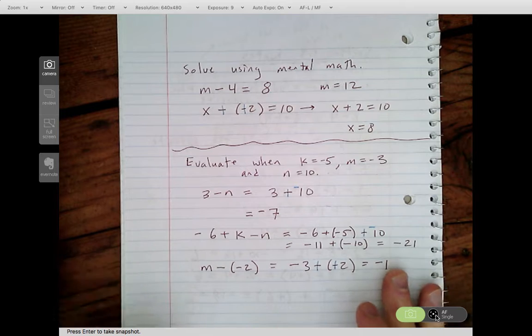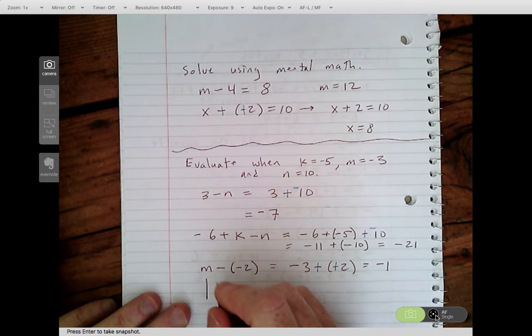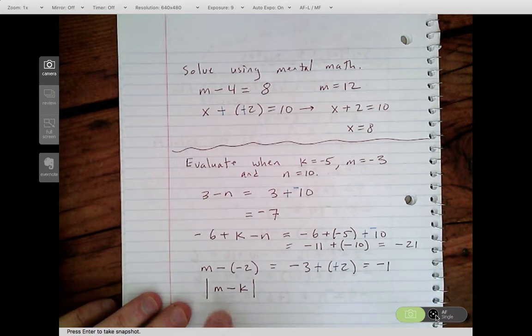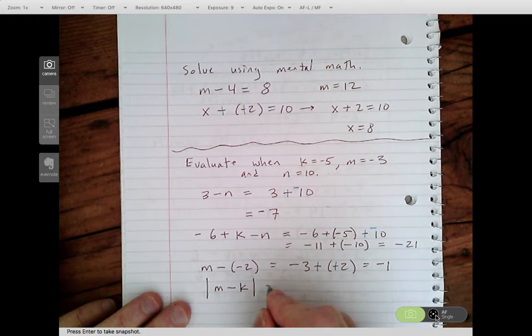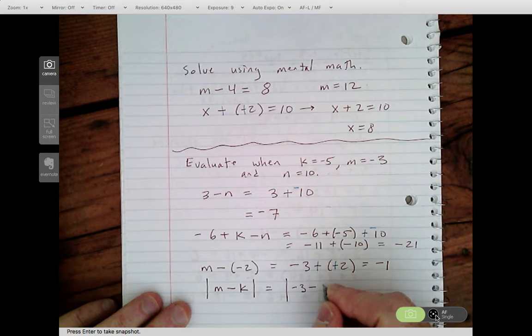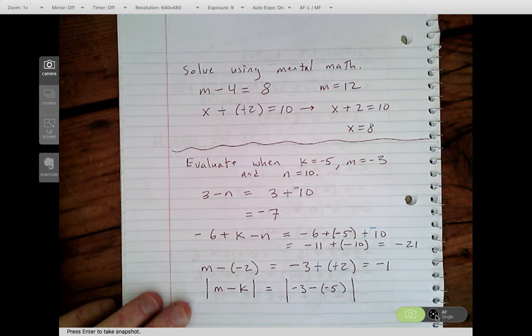Okay, last but not least, we've got one with absolute value bars on it. So the absolute value of m minus k. So we're going to figure out what m minus k is, and then we'll take the absolute value of that and we'll be done. So let's substitute first. So here, keep the bars on it. So m is negative 3 minus, and I'm going to use parentheses because k is negative, negative 5. Close the parentheses and put my bar back on there.